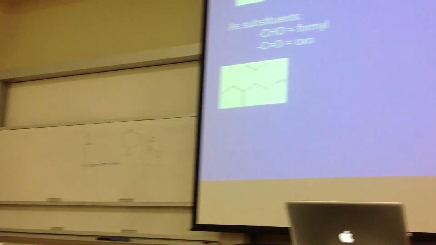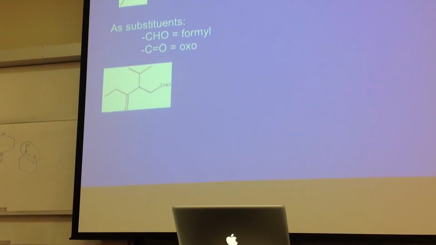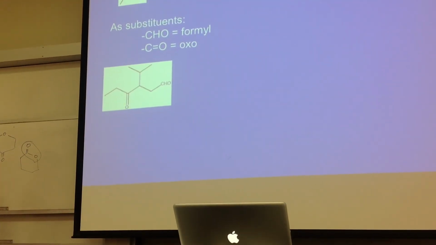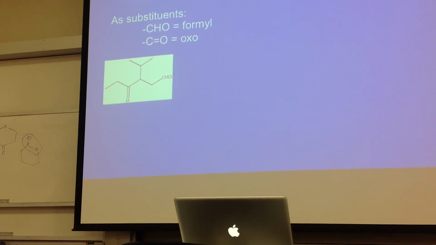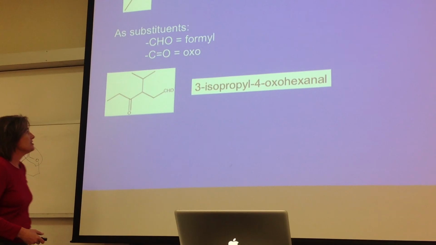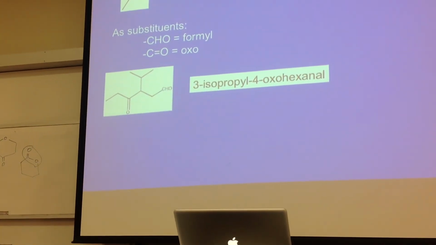So here's an example, and then I'll stop. I have an aldehyde and I have a ketone. Who wins? Aldehyde wins. So this ketone is now a substituent. It's an oxo substituent. So this is 3-isopropyl-4-oxo-hexanal.